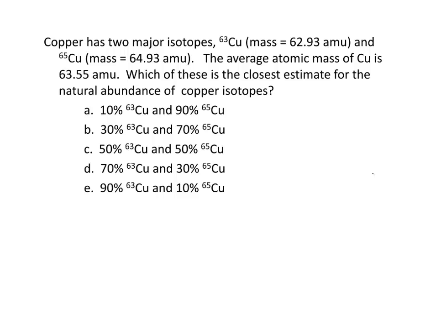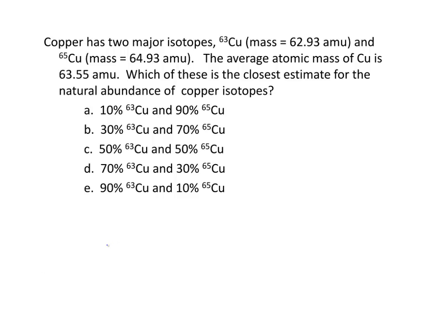Here's a second example. Copper has two major isotopes, copper-63 with a mass of 62.93 and copper-65 with a mass of 64.93. The average atomic mass of copper is 63.55. Which of these is the closest estimate for the natural abundance of copper isotopes? Now, if we try to solve this mathematically, this is going to be a little bit detailed. However, we can estimate the value and come up with a solution pretty quickly.